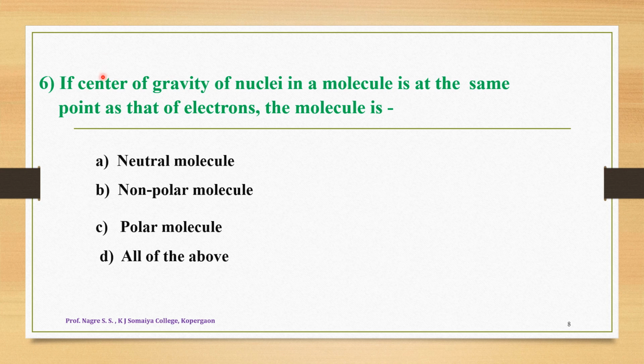The question number 6 is, if center of gravity of nuclei in a molecule is at the same point as that of the electrons, the molecule is, and the options are neutral molecule, non-polar molecule, polar molecule, all of the above. So if we carefully look towards all the options, from the question we can get an idea that if the center of gravity of nuclei in a molecule is superimposable on that of the center of gravity of electrons, then that molecule is called as the non-polar molecule. So this option B is the correct answer for this particular question number 6.